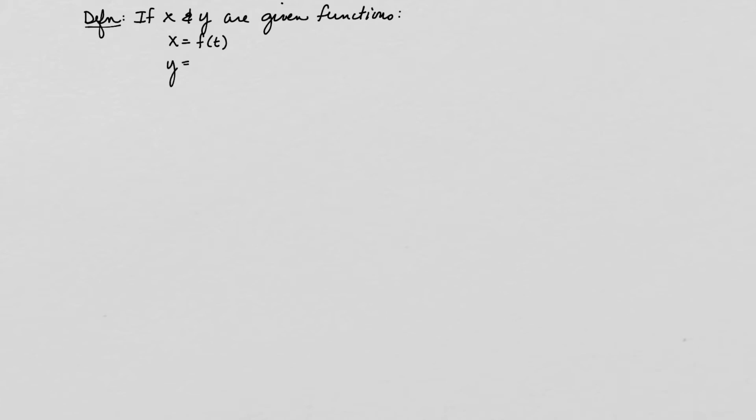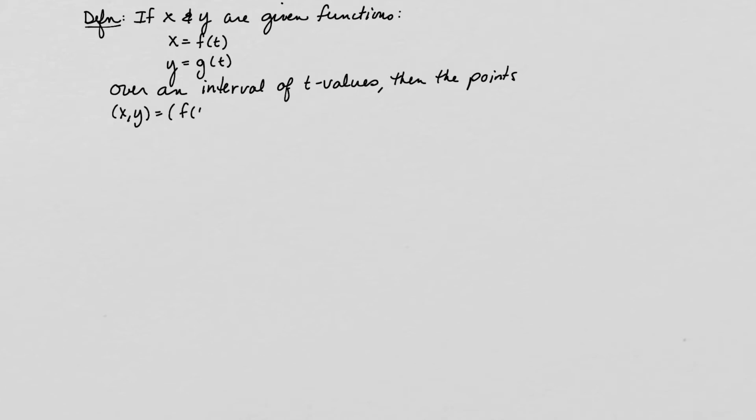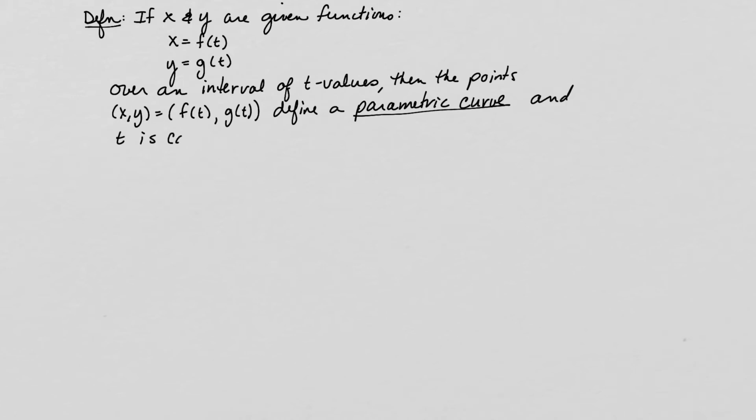All right, so here's the formal definition of a parameter. Just so we have it written down: if x and y are given functions, where x is equal to some function of t and y is equal to some other function of t, over an interval of t values, then the points (x, y) equals (f of t, g of t) define a parametric curve, and t is called the parameter.